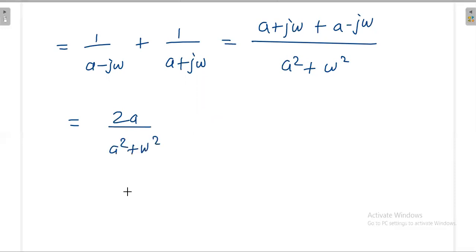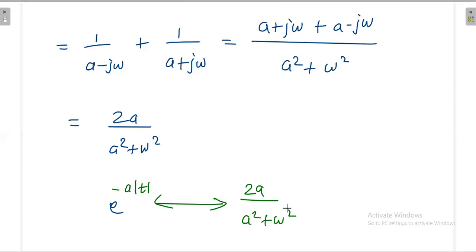So what is the Fourier transform of the exponential that is present on both sides, that is e power minus a mod t? It is 2a divided by a square plus omega square.